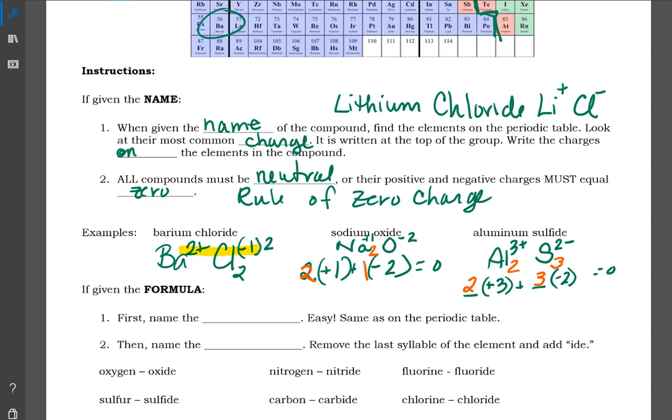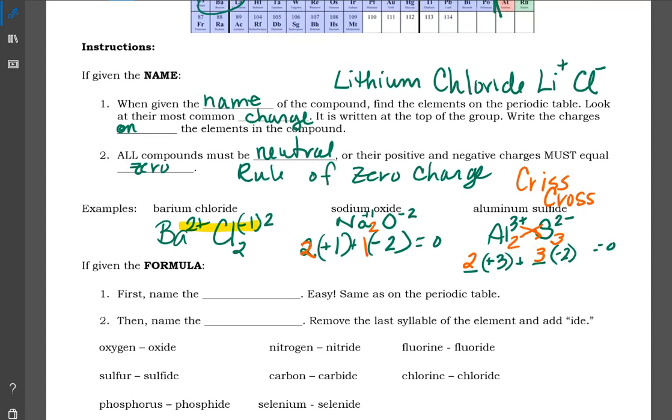Now, if you notice that 3 is the same as the charge on the aluminum, and the 2 is the same as the charge on the sulfur. This is called the crisscross method, and all we're doing, a lot of times you can just crisscross the charges down to be the number of elements.